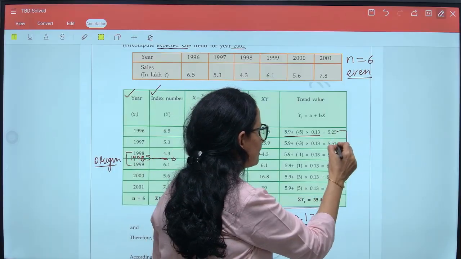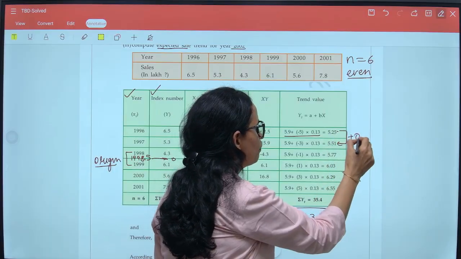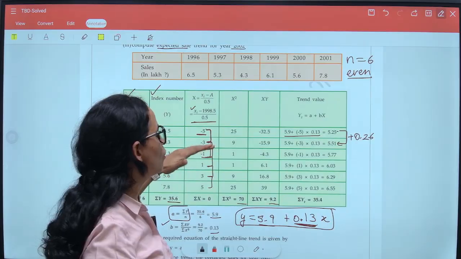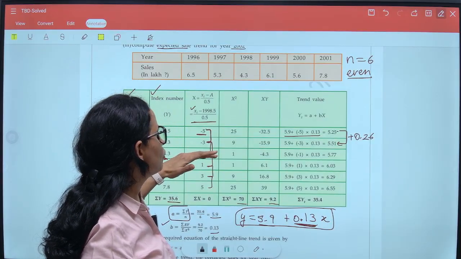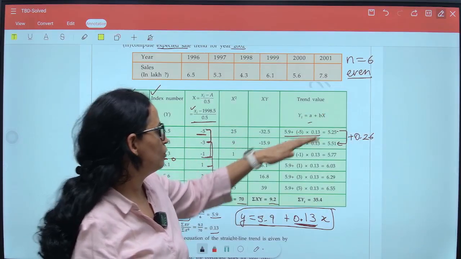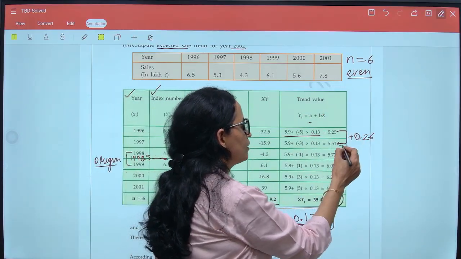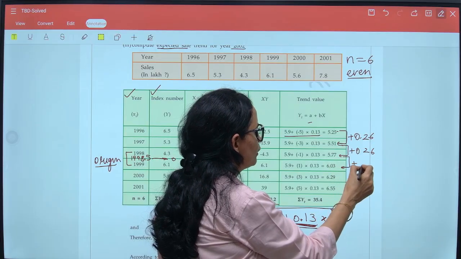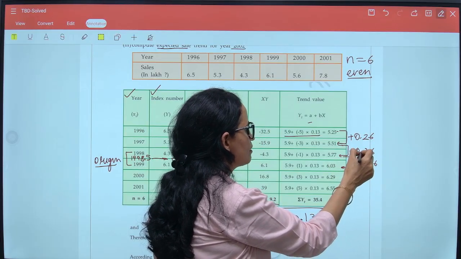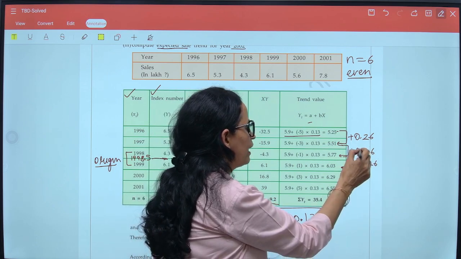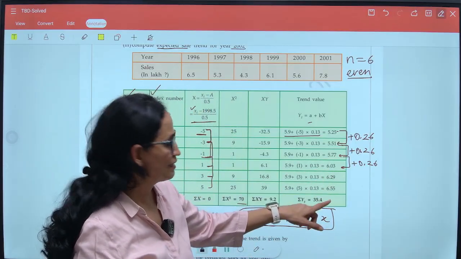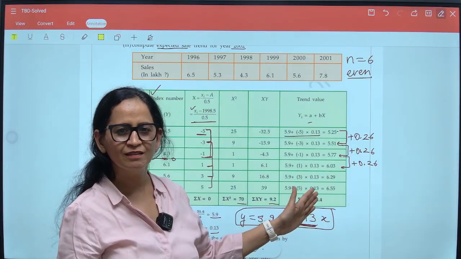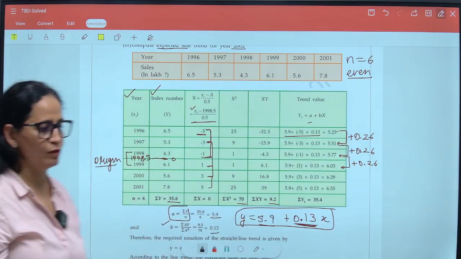So you just add 0.26 to this value, you get the next value. Because there was no 0 value, no origin with the 0 value corresponding to any year, we started with the calculation of the first value. After that, you keep on adding plus 0.26, plus 0.26. It is a simple calculation. You just need to add 0.26 for all the successive values and you have all the trend values for your data. Easy? So that makes the calculations easier here.